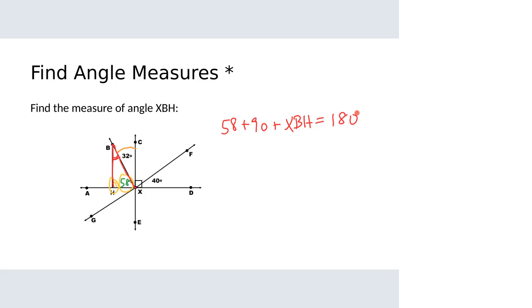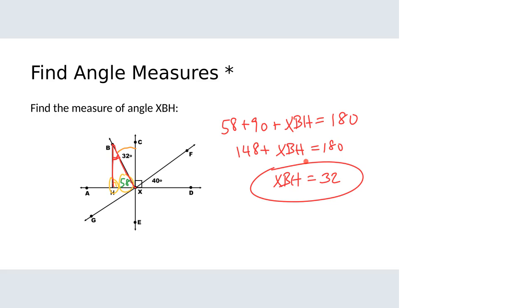Now I can add those. 58 plus 90 is 148. And when I add that to whatever XBH is, I've got to get 180. I'll subtract 148 from both sides and find out that XBH has a measure of 32 degrees. So we used the 32 we were given and the idea that this angle here would get me to 90 degrees to find out that that was 58. But be careful and make sure you find the angle measure you're being asked for.